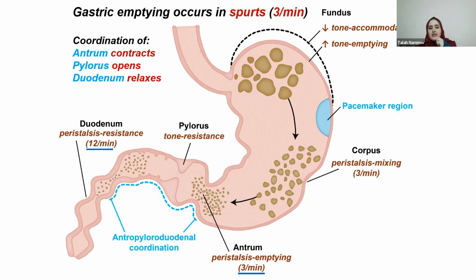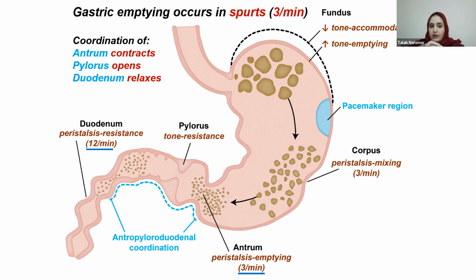Okay, so the last part is that we want very smooth movement of the food. For the food to move from the antrum to the duodenum, we have to have coordination, okay? This coordination means the antrum has to push. So the antrum contracts to push the food, but then the food has to pass through the pylorus. If the pylorus is closed, the food will not pass, so it's going to be useless. So the pylorus opens and it allows the food in.